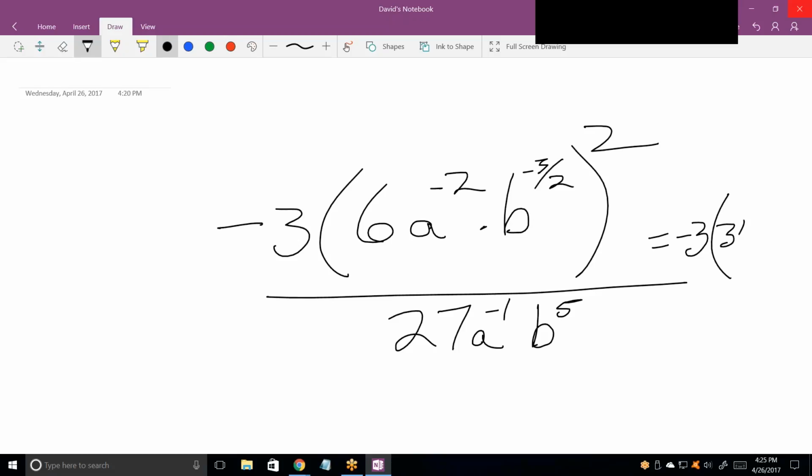Okay. Now apply the squaring to the A to the minus 2. What's that? That's A to the negative 4. And now apply it to the B. Would that be times B to the negative 6 over 2? Which is negative 3. Okay. And then the denominator hasn't changed.